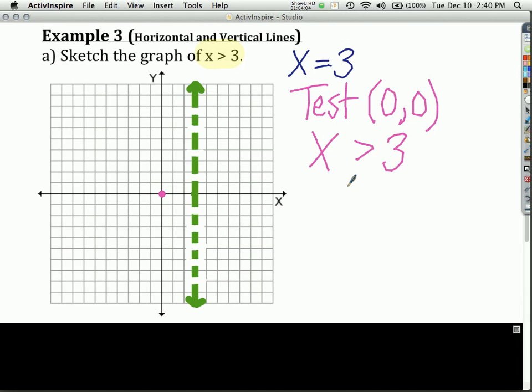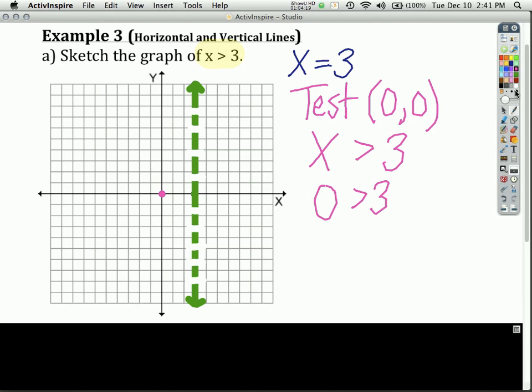You have a few thoughts? Sebastian? Yeah, he's right. We just put in the x. So x is 0, so then we just put this. And now we ask ourselves, is that a true statement or a false statement?